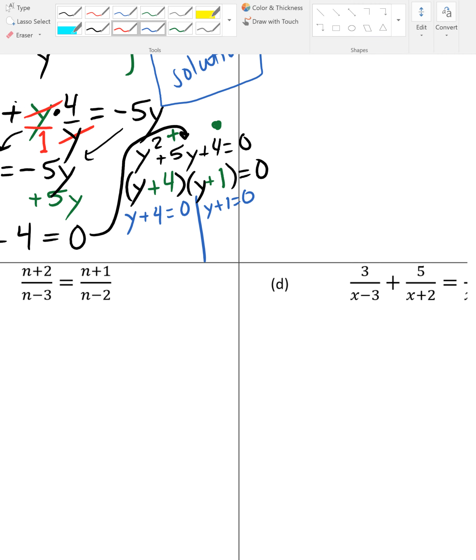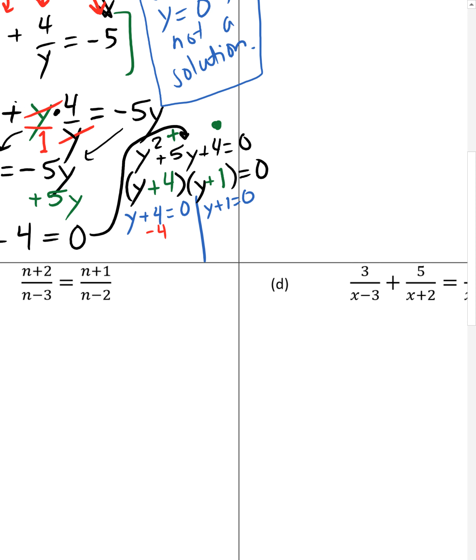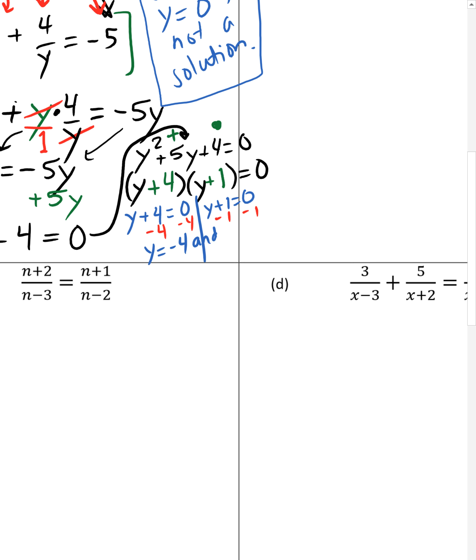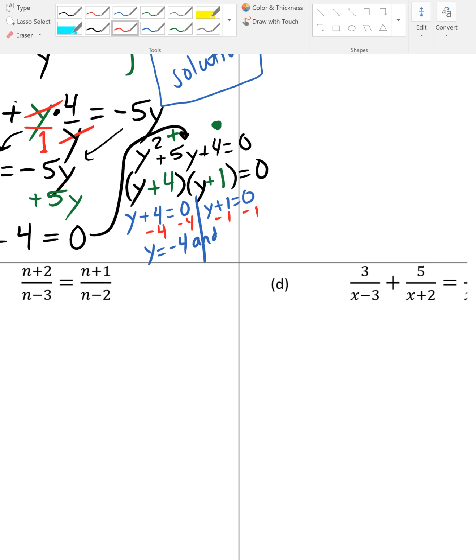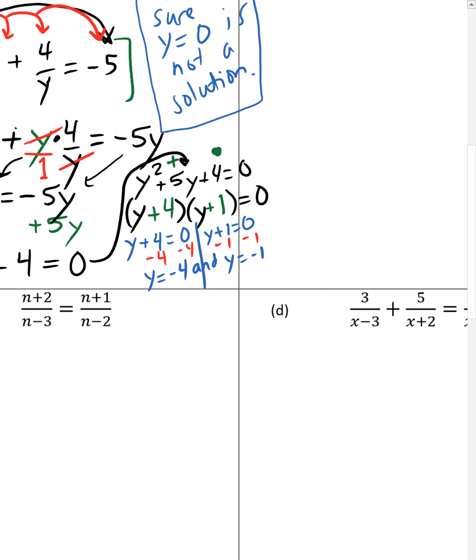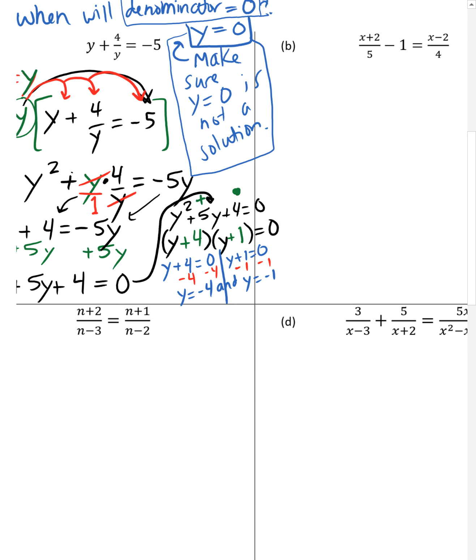And then I'll solve each one separately. To solve the first one, I subtract 4 from both sides, and I'll get y equals negative 4. And the other guy, I'll subtract 1 from both sides, and that'll give me y equals negative 1. There we go. So there are 2 solutions.